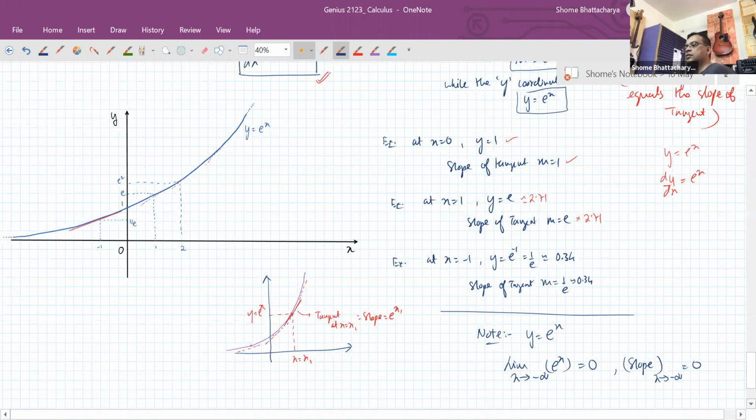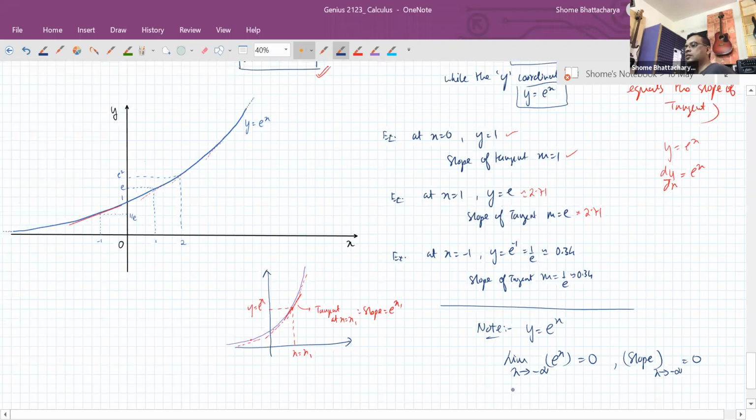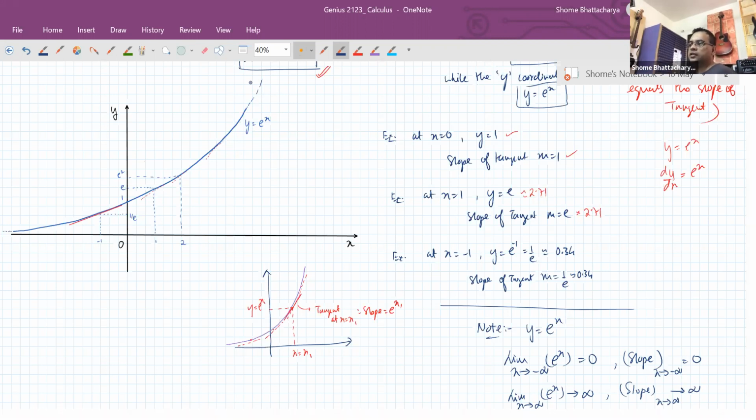And limit x tending to infinity, the value of e raised to the power x tends to infinity. You can see because this rises very rapidly. So the slope of the graph also, as x tends to infinity, tends to infinity. That means this becomes almost like a vertical line, like you have the graph of tan x at x tending to pi by 2. Like that, it almost becomes a vertical line. So the slope tends to infinity. Same thing happens for the exponential graph as x tends to infinity. So that is about the exponential function and its derivative.